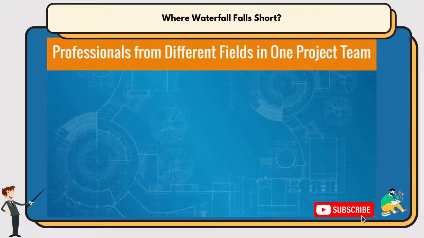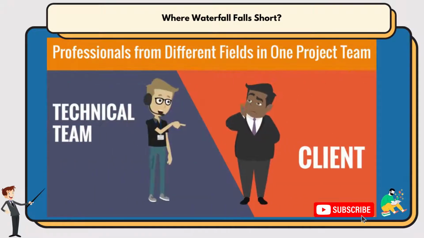4. Professionals from different fields in one project team. In technology-related projects especially, the technical team's perspective may vary from the one of the client, as these stakeholders have different perspectives and often speak different languages. This can lead to output that doesn't meet the exact needs or preferences of the customer. If business and technical teams are not working closely together, the risk of misunderstandings becomes significant.